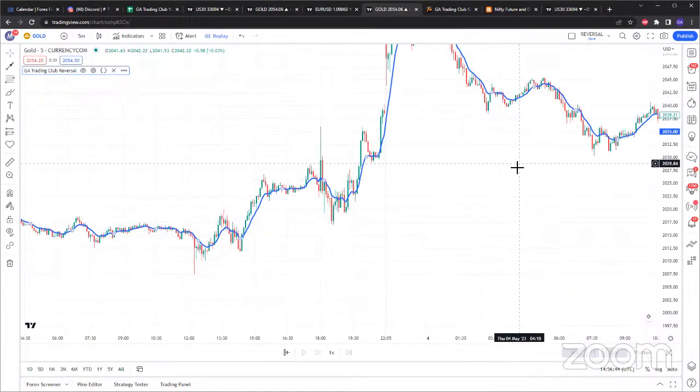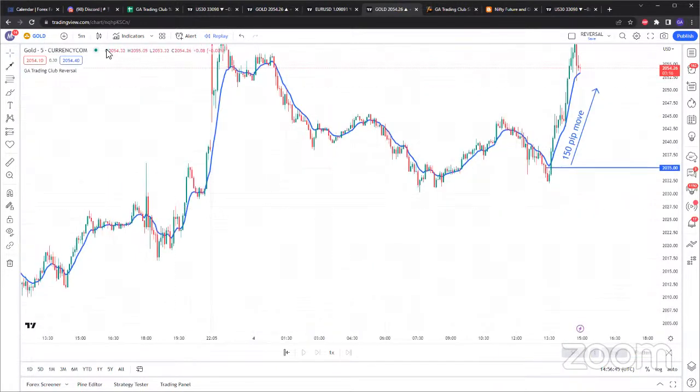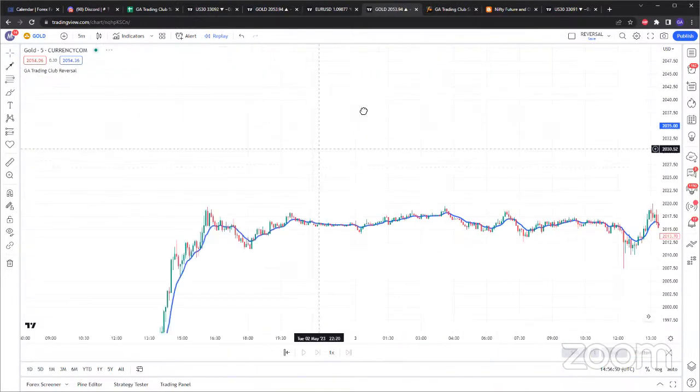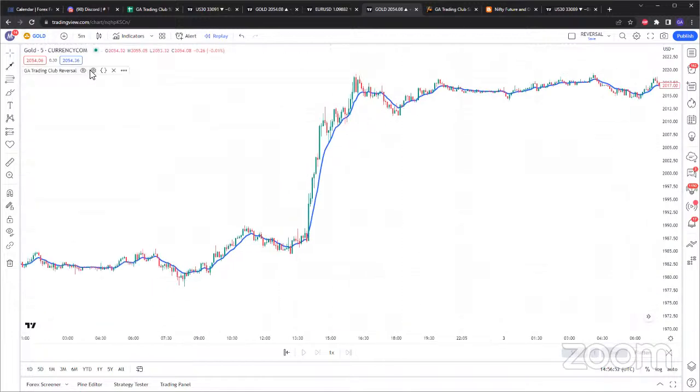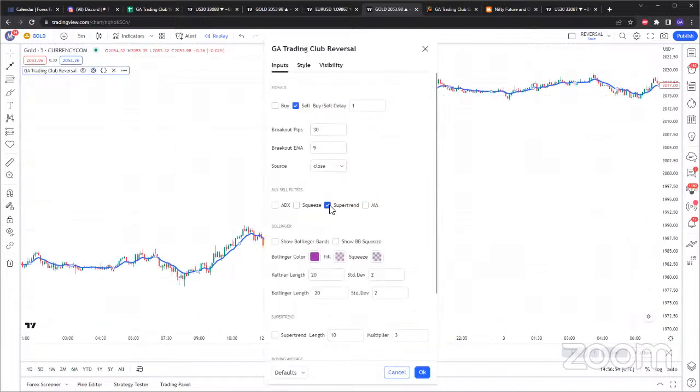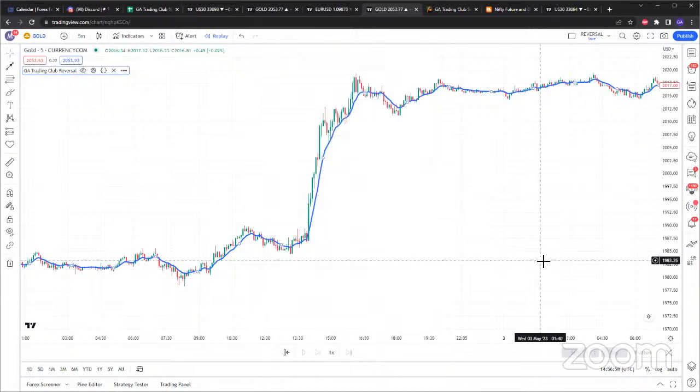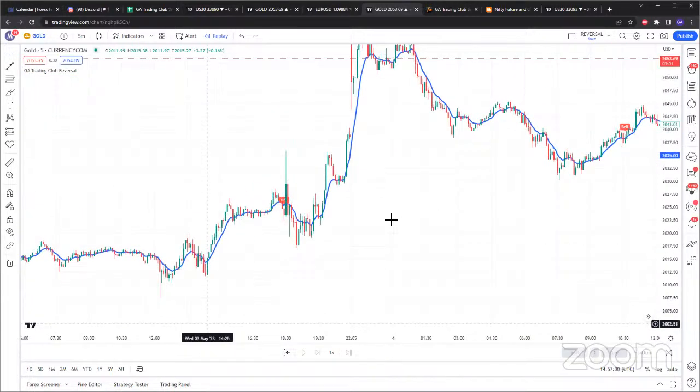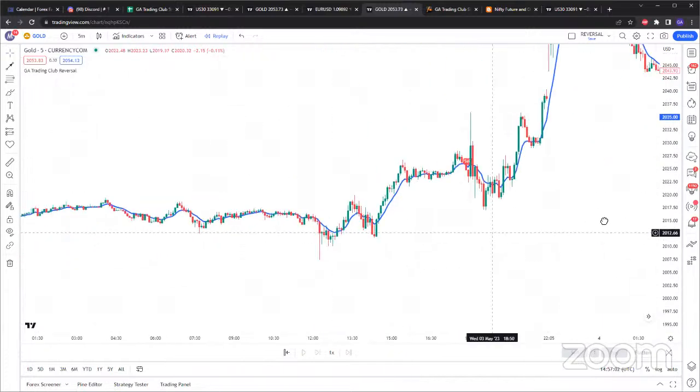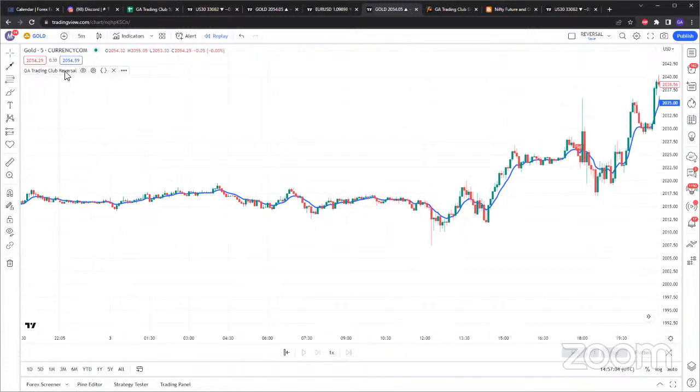Okay, Supertrend is on. Yeah, I don't like Supertrend because with Supertrend, you stay for a while without even seeing a buy or sell signal. So that's one reason I don't like Supertrend. ADX, let's see.